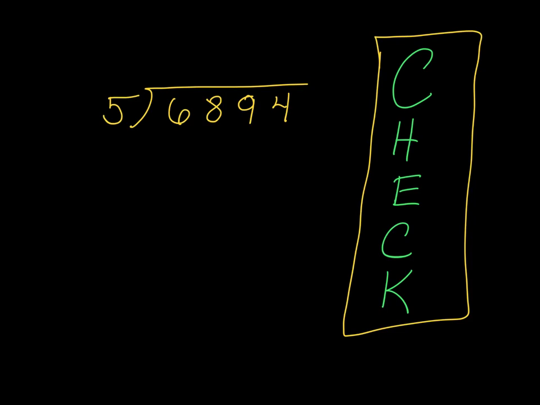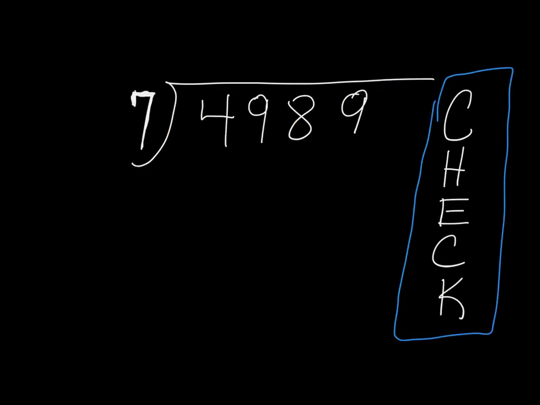Okay, first problem tonight is 6,894 divided by 5. And be sure you are checking. Second problem: 4,989 divided by 7. And be sure you are checking.